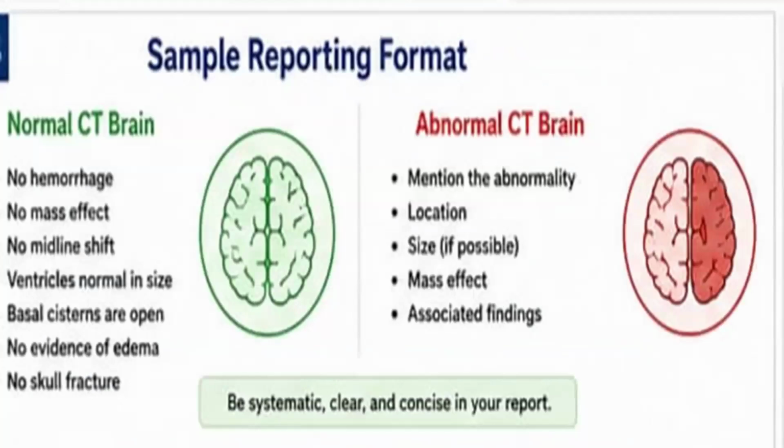When reporting a CT brain scan using a structured format, for a normal scan, mention the absence of hemorrhage, mass effect, midline shift, edema, and skull fracture. For an abnormal scan, clearly describe the lesion, its location, size, associated mass effect, and any additional findings. A systematic approach to reporting improves communication and patient care.